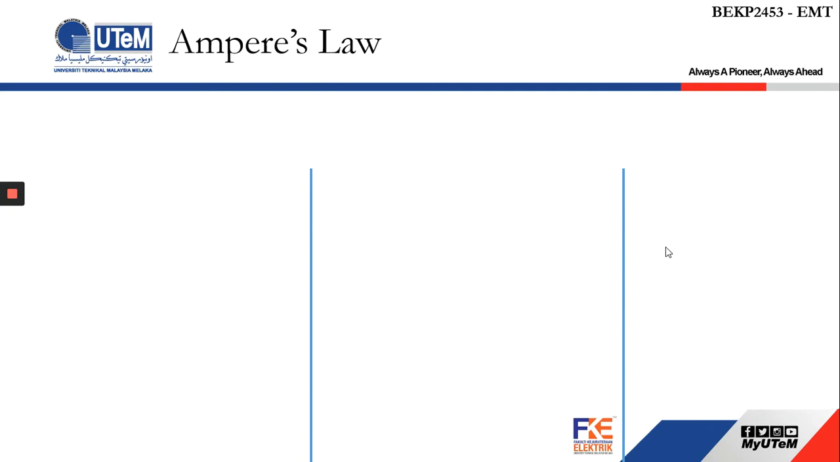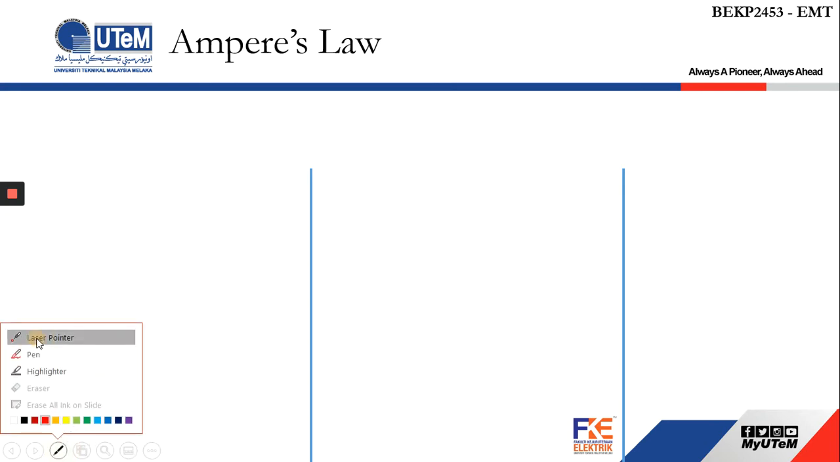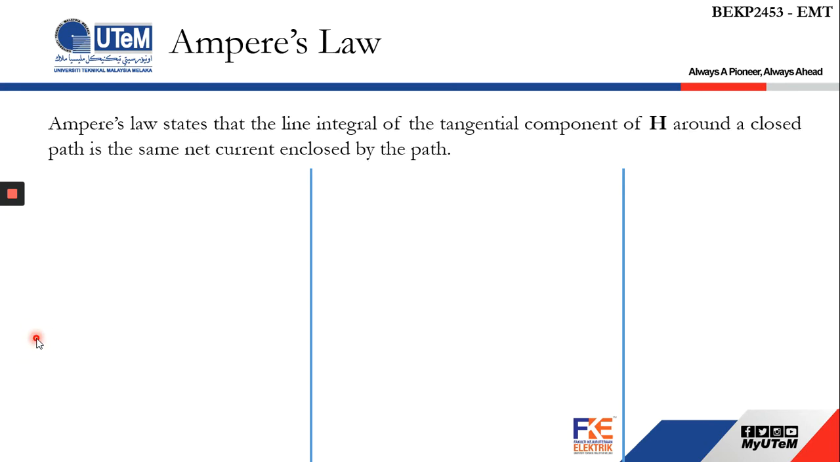In this lecture session, I will be talking about Ampere's law. Now, what is Ampere's law? Ampere's law states that the line integral of the tangential component of the magnetic field intensity around a closed path is the same as the net current enclosed by the path. So what does this actually mean?